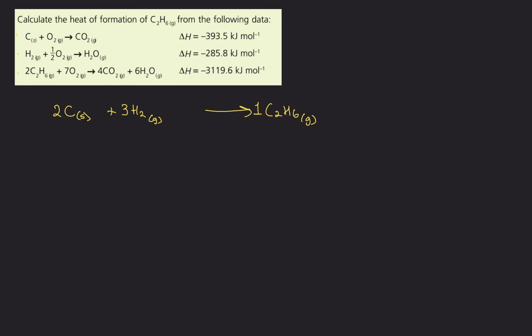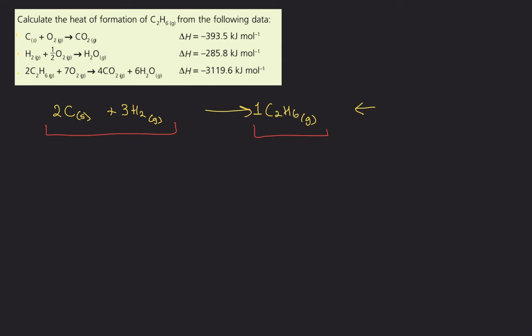So from the 3 equations that I have in the question, I need to try and make those 3 equations look like the equation I'm just after writing down. So the first step is to look at each sentence. I want to see if my reactants are on the right side and if my product is on the right side. And you'll see what I mean now in a minute.